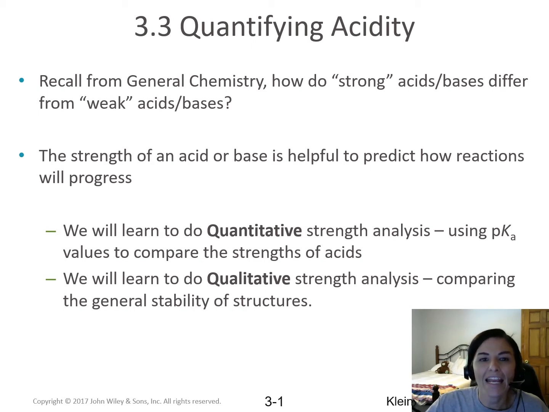Okay, in a very general way, we know that strong acids dissociate completely in water, and weak acids do not. But even with this, there is still a wide range of strength between strong and weak acids. There's a very wide spectrum, okay? The strength of an acid or a base is helpful to predict how reactions will progress, okay?